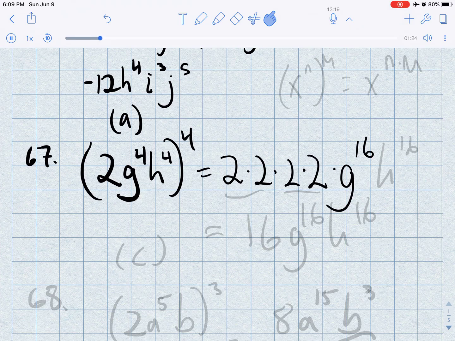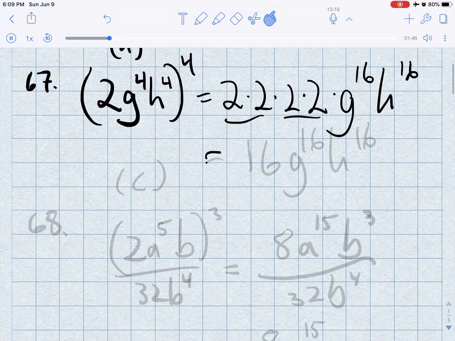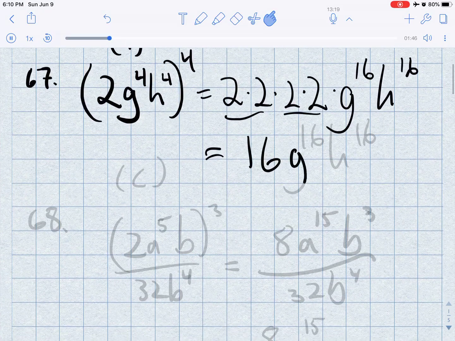Exponent raised to an exponent, x to the n, right? x to the n raised to the m is equal to x to the n times m, right? So g to the 16th, h to the 16th. 2 times 2 is 4. 4 times 4 is 16. So this is 16 g to the 16th, h to the 16th for 67. Which is choice C.